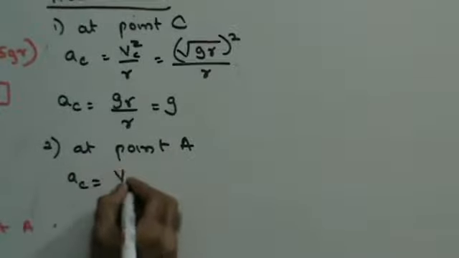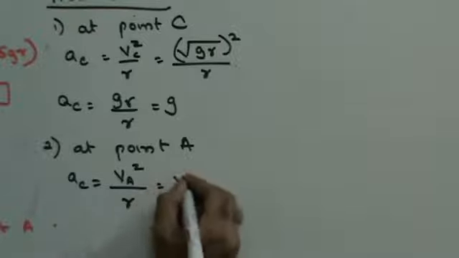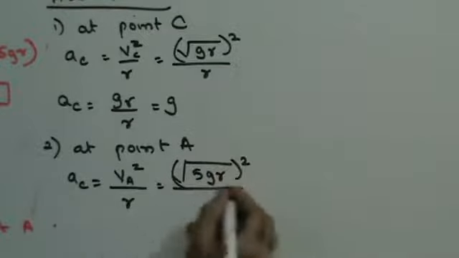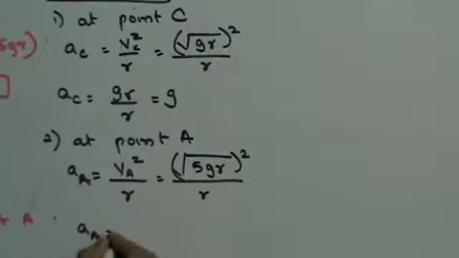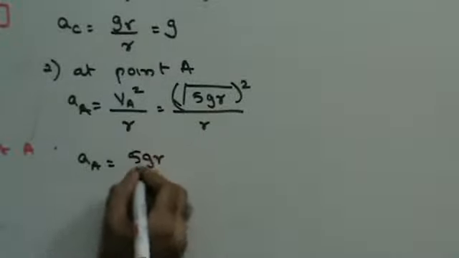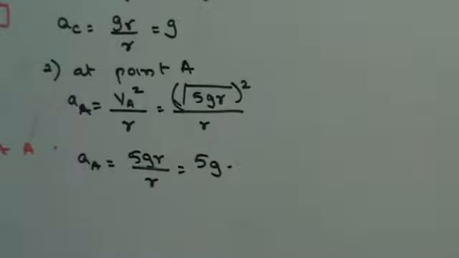Right? Next, let's find out the acceleration at point A. Acceleration at point A will be velocity at point A the whole square divided by R. Now velocity at point A, that's at the lowermost point, we found out is nothing but square root of 5GR the whole square upon R. Therefore acceleration at point A is going to be nothing but 5GR upon R, that is 5G. That is the acceleration at point A, right?